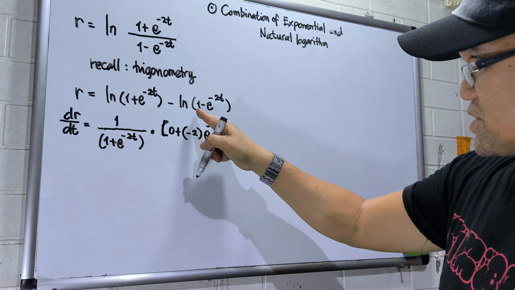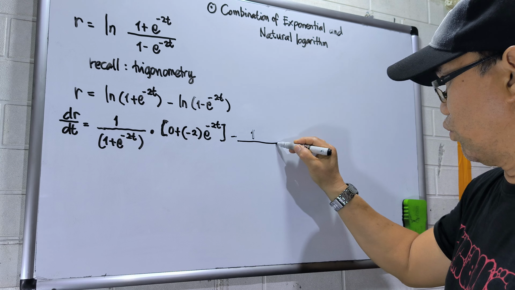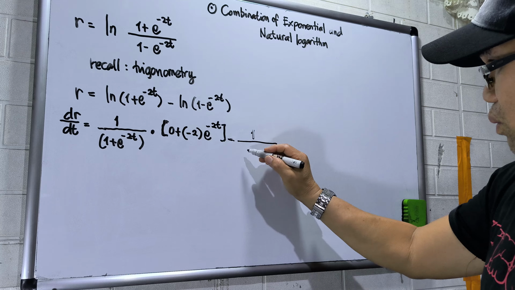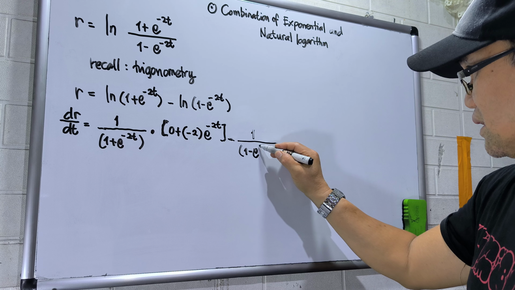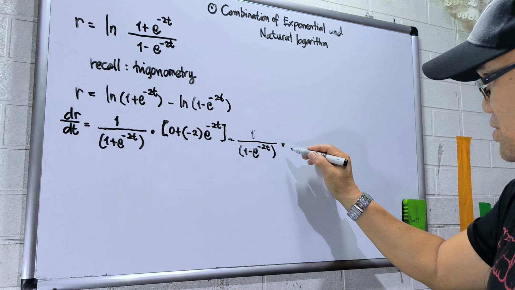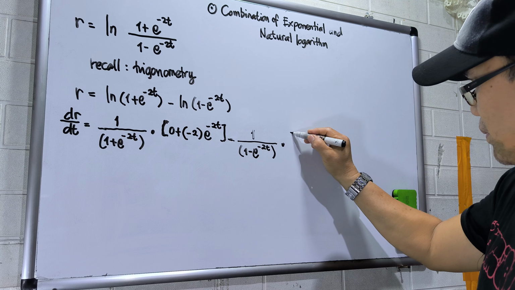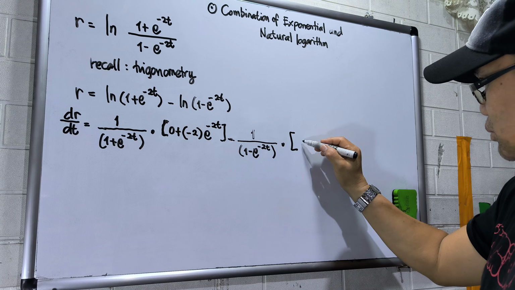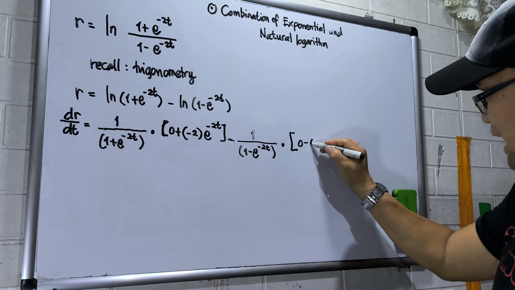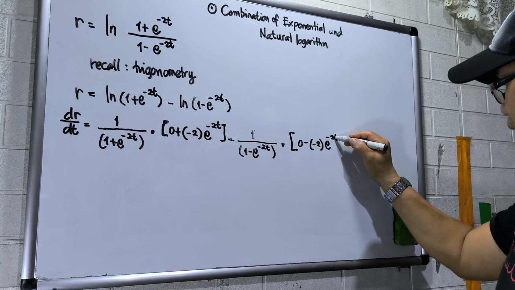ln, the derivative of ln of (1 minus e raised to the negative 2t). So this will be 1 over, so this will be minus 1 over (1 minus e raised to the negative 2t). Then times the derivative inside the brackets. I will use square brackets again. The derivative of 1 will be 0. Then the derivative of negative 2t is negative 2, then e to the negative 2t.